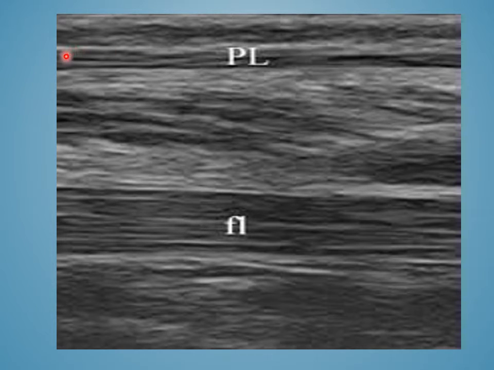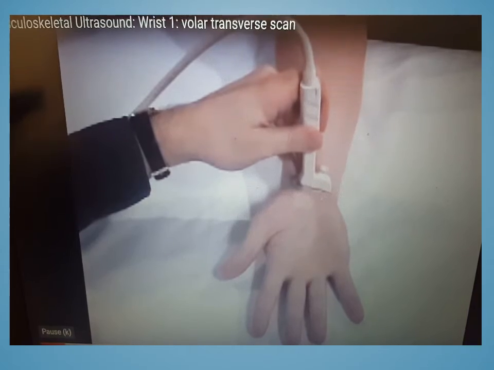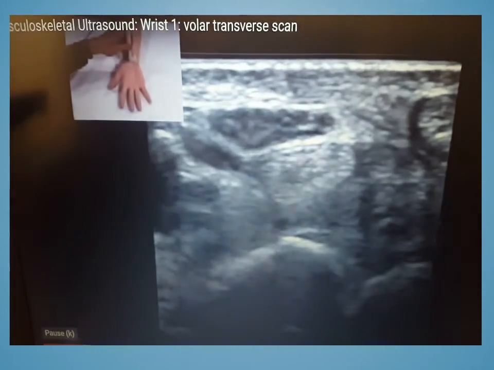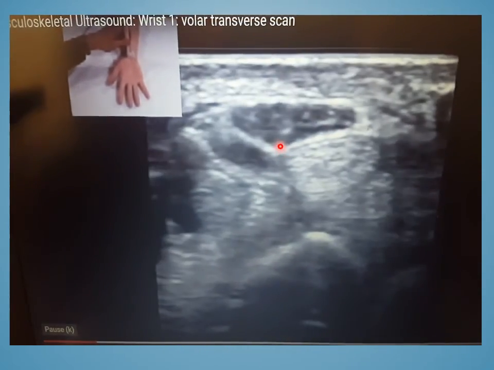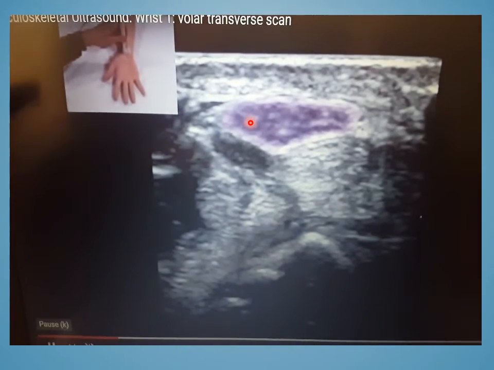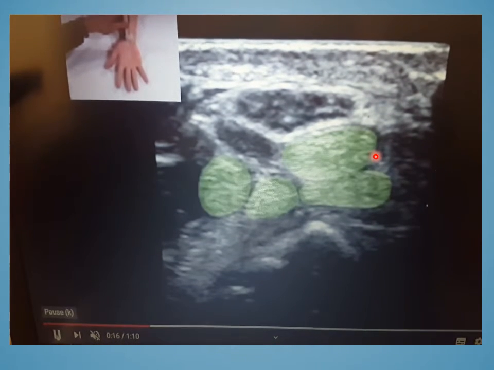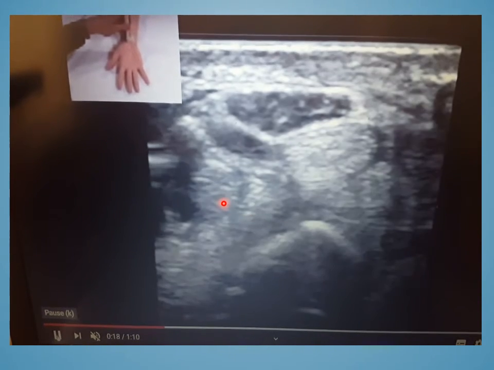Here is the superficial tendon seen just beneath the skin and the subcutaneous tissue, which is the palmaris longus. And deep to it, we can see the flexor tendons. This is the examination of the region of the carpal tunnel. Here is the median nerve with the characteristic honeycomb appearance. Beneath it is the flexor digitorum superficialis and profundus tendons.